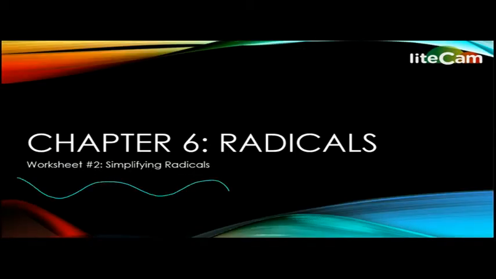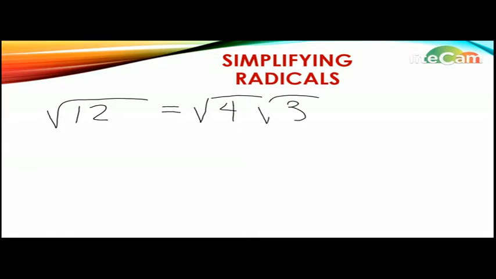Okay, so for this video, we're going to look at problems in worksheet number 2. This is all about simplifying radicals. So what we're going to do is talk about how we simplified in chapter 4. We have a square root of 12. We broke it down to 4 and 3, and 4 times 3 is still 12, and it's okay to split the 12 up like this. And so if we take the square root of 4, we get 2 square root of 3.